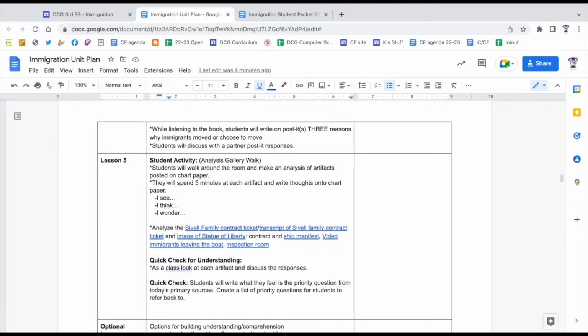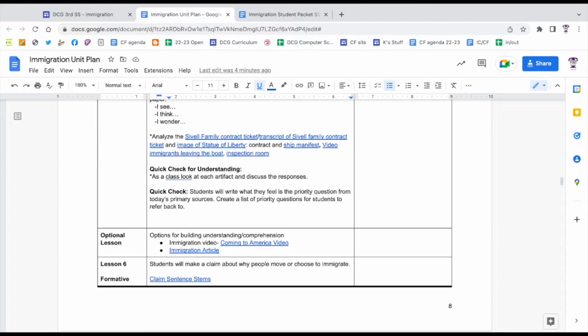Lesson 5 is a gallery walk, and you can use WDIS or you could use I See, I Think, I Wonder. There's a few items from the Ellis Island experience that students can explore. Many of these are primary sources, so this is another good time to mention that and take a quick review. There's an optional lesson for building more understanding about the immigration experience to America.